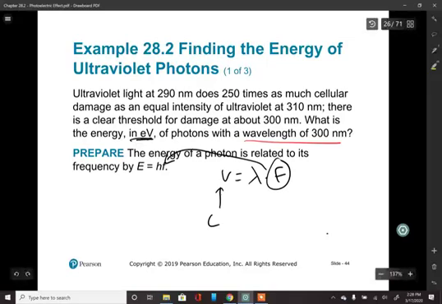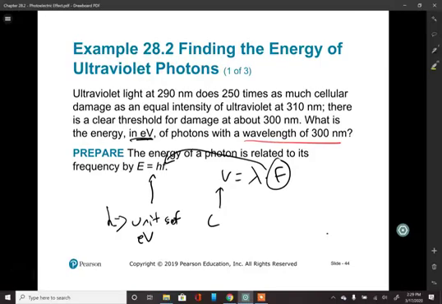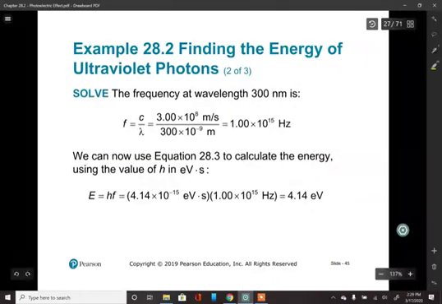Notice we're asked for it in electron volts. So I'm going to pick the h with units of electron volts, not joules. So this is them working that out. They calculate the frequency first. Notice, always convert to meters, don't use nanometers. Then when we know the frequency, we can calculate the energy in electron volts.